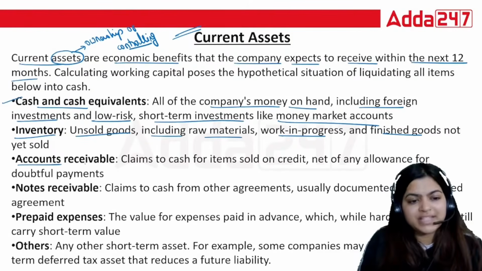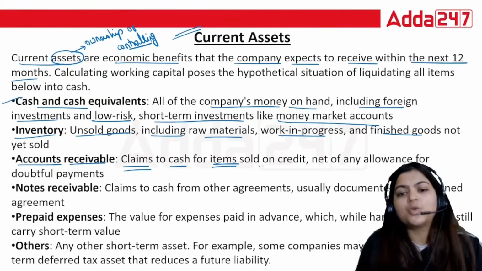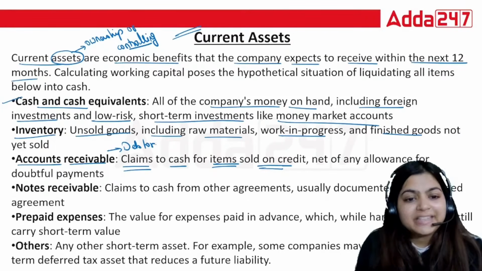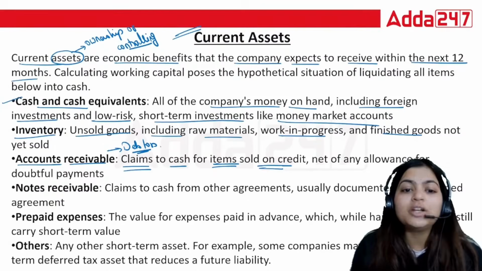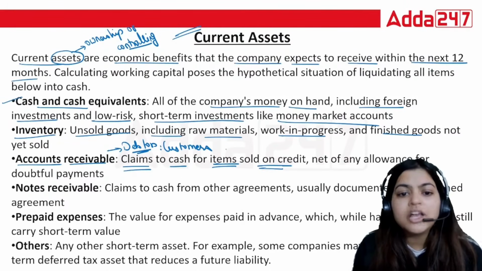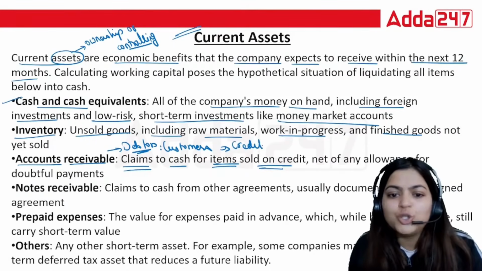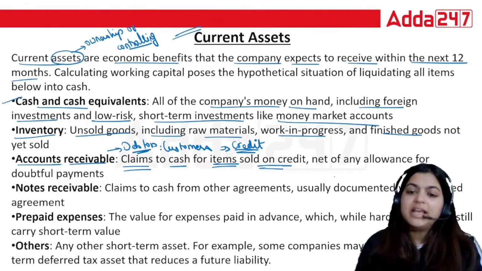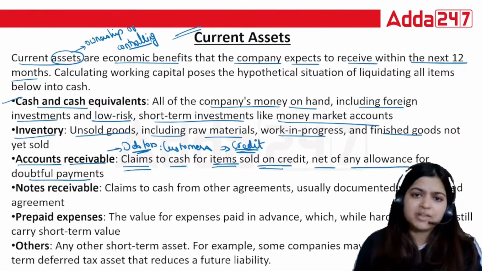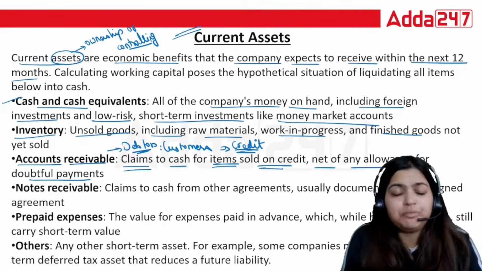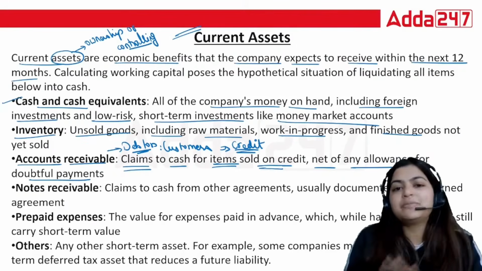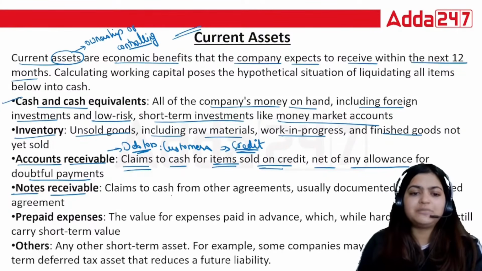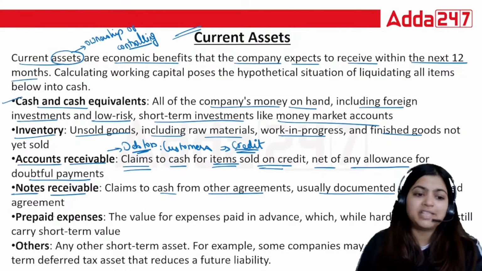Then accounts receivable, claims to cash for items sold on credit. Accounts receivable, this is your debtors. Who are your debtors? Your customers who purchase goods on what? Cash? No, on a credit basis. They are covered under accounts receivable, net of any allowances for doubtful payments. If you are worried that maybe that person will not pay you some amount because of some situations, at that time you will create doubtful debts. Then notes receivable, claims to cash from other agreements, usually documented with a signed agreement.